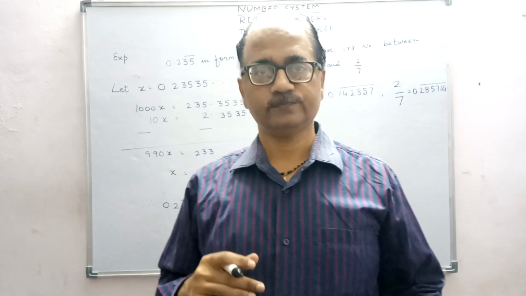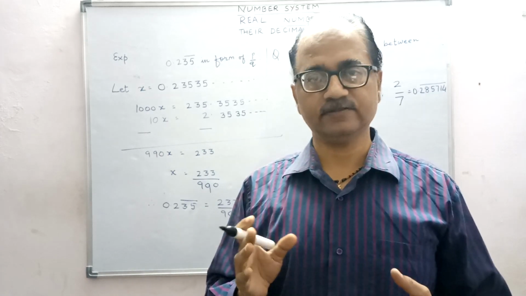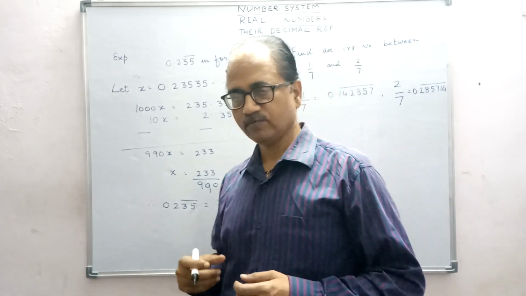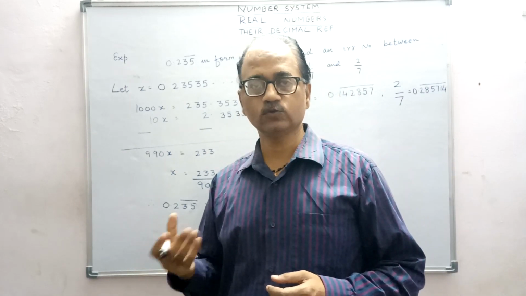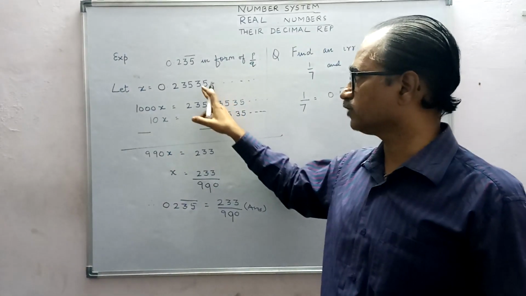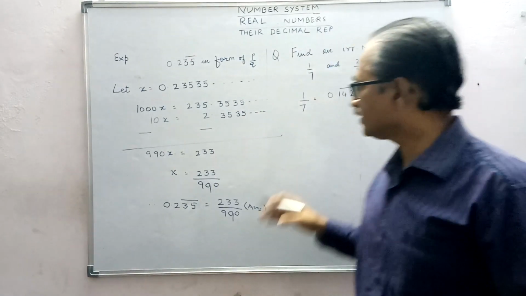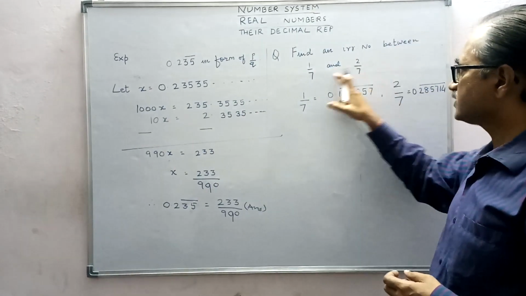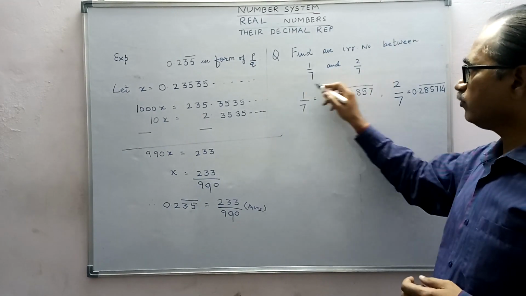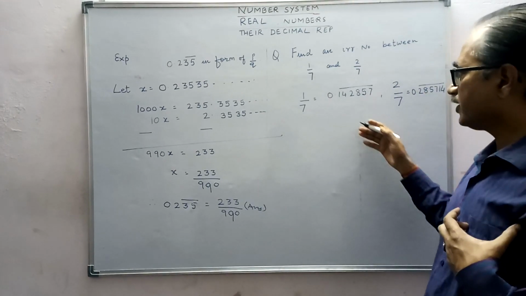And it is repeating also. So it is either terminating, or non-terminating as well as repeating. The same thing should be repeated. Maybe two digits are repeated, 3 digits, 4 digits. As you see, in this question 2 digits were repeated, 35 was repeated. So that is a rational number. Now here you have to find an irrational number between 1 by 7 and 2 by 7. Both these numbers are rational because they are non-terminating and repeating.